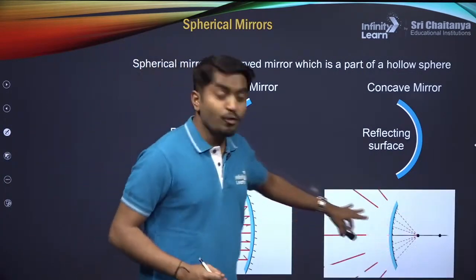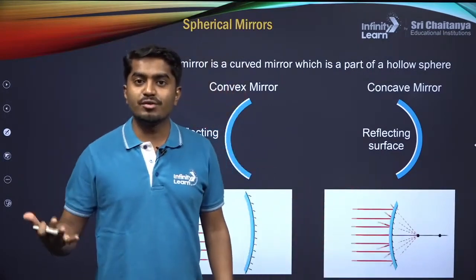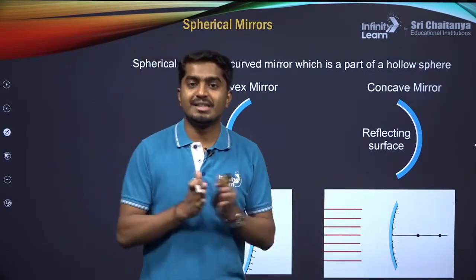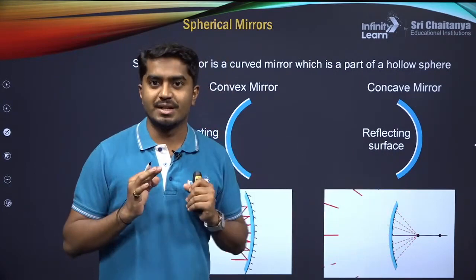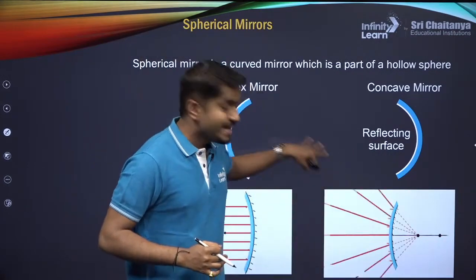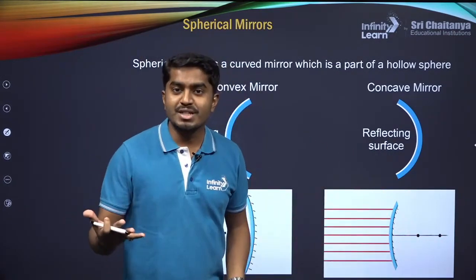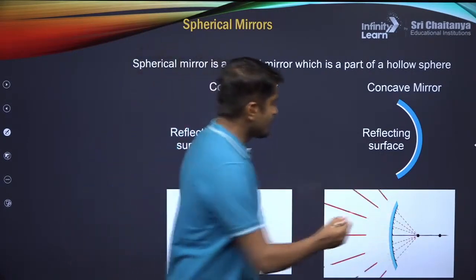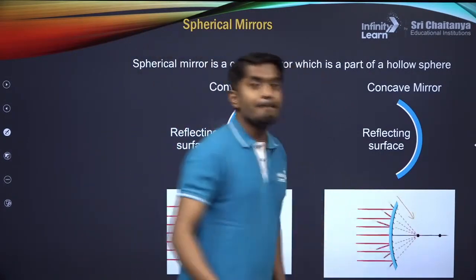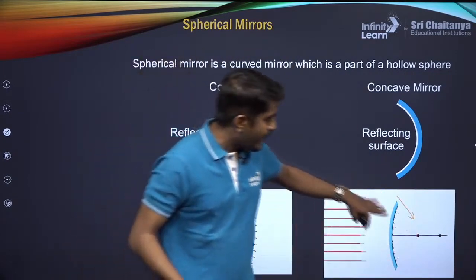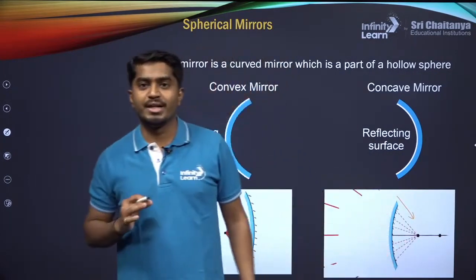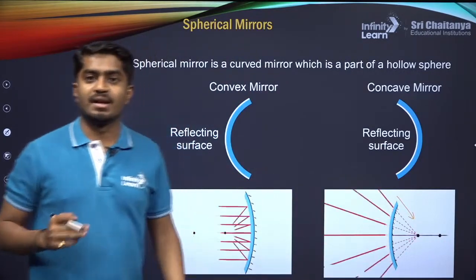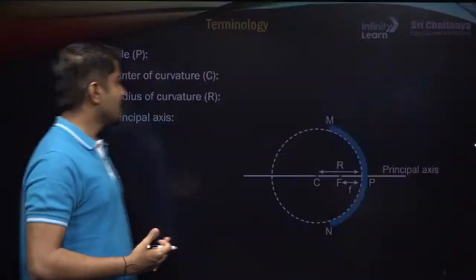If they fall on a convex mirror, what will happen? They diverge. Diverge means they go away from each other. Here these rays are going away from each other, so they are never going to meet. In that case, what do we do? We extrapolate them backwards and they appear to meet at one point. That is a convex mirror. Let's understand more about these mirrors.